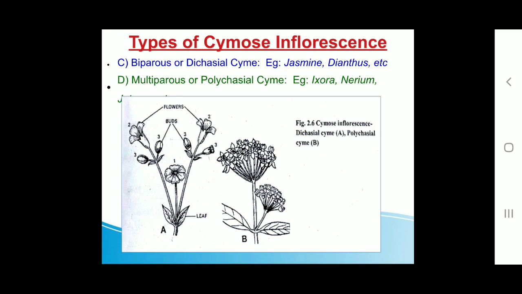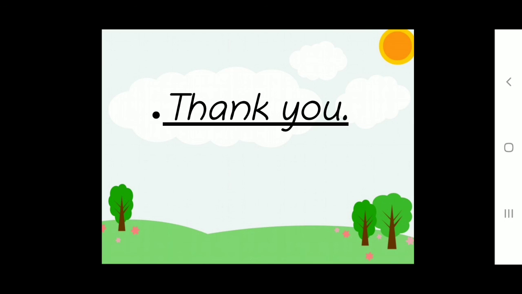Then third type of cymose inflorescence is multiparous or polychasial cyme. So see here that the primary axis is terminated by a flower. More than two lateral branches arise from the axis of leaves at nodes. The lateral branches again produce more than two branches, each terminating in a flower. Example, Ixora, Nerium, Jatropha, Calotropis, etc. So these are the different types which are coming under the cymose type of inflorescence.